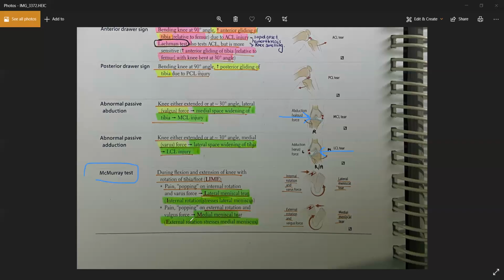Same thing goes for these injuries, the MCL and the LCL injury also. For the valgus force, the MCL injury. For the varus force, LCL injury. Right?